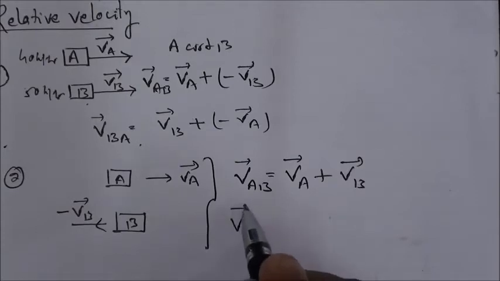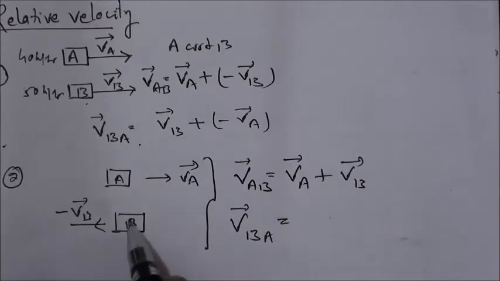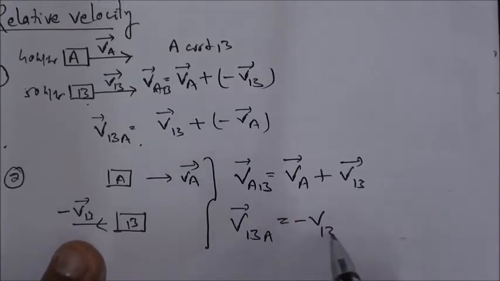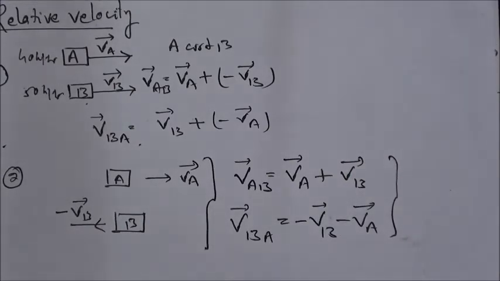Relative speed of B with respect to A, B is moving in this direction. So again, if we see the speed of this with respect to A, it again appears to move in this direction. So it is minus VB minus VA.